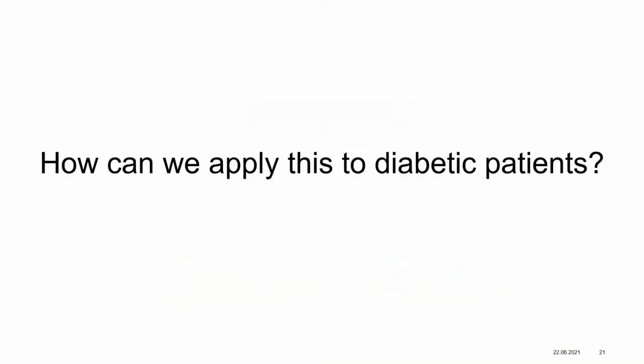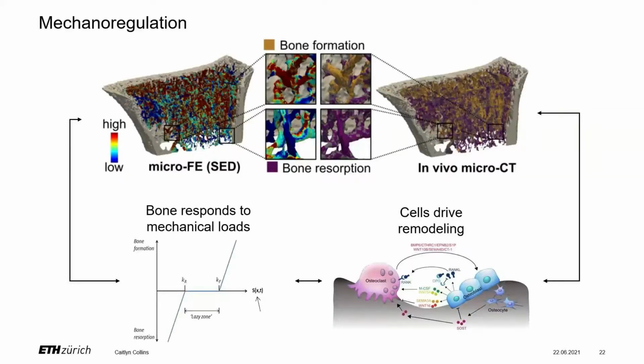So how can we apply this to our diabetic patients? We know that, as I said, mechanoregulation is an important regulator for bone health, where within this sort of lazy zone, bone's happy, it's doing its thing. We can shift towards formation in high strains versus low strains. And this behavior is all really being driven by individual cells within the bone tissue. And with our high resolution imaging, we can essentially directly measure the output of these cells on the bone surface.